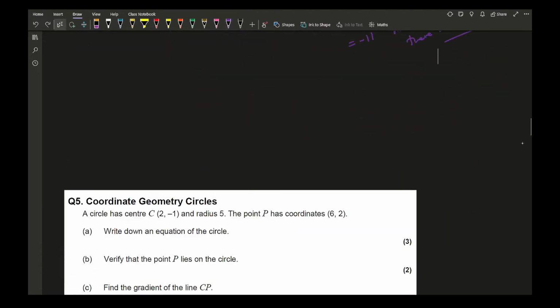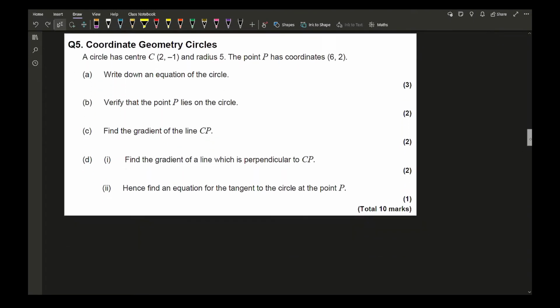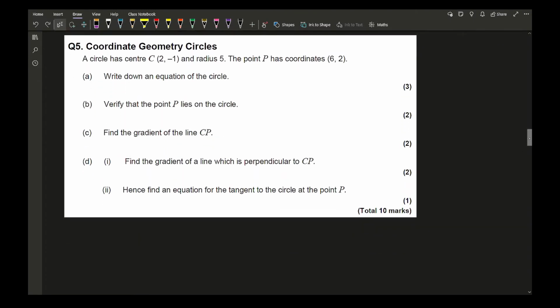So moving on to question 5, we move on to coordinate geometry. Question 5 says a circle has center 2, minus 1 and a radius of 5. Point P has coordinates 6, 2. Write down the equation of the circle. So to find the equation of the circle, I need to know the radius and the center. For this, it's probably the easiest 3 marks, I would say, for this particular question.